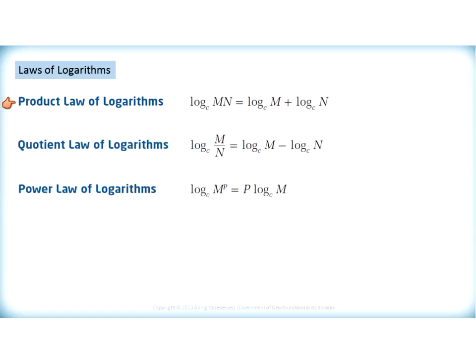The product law states that the log of a product can be rewritten as the sum of two logs. The quotient law of logarithms states that the log of a quotient can be rewritten as the difference of two logs. And the power law of logarithms can be written such that the exponent p is put in front of the log of m. So we have log of m raised to the power of p equals p times the log of m, maintaining the same base of c throughout.